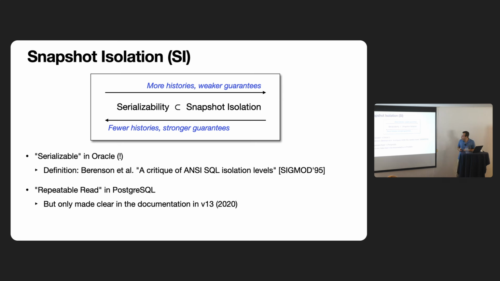It's provided in Postgres as repeatable read. Until 2020, this wasn't even clear. The documentation was very vague. Then Kyle Kingsbury, the guy in the leather suit, did some testing and wrote a not very complimentary blog post, and then they fixed the documentation. And for example, in MySQL, repeatable read is something completely different, so I'm going to talk about this slightly later.